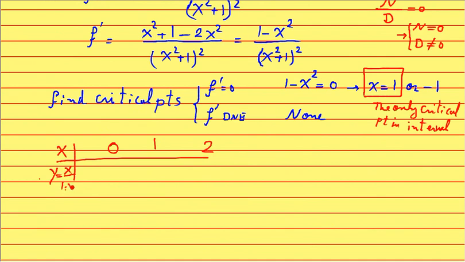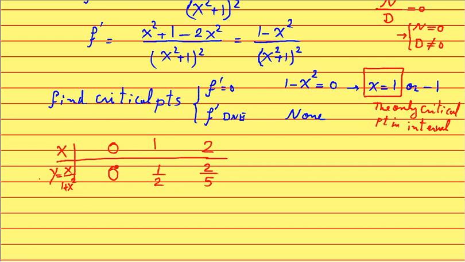Well, if I put 0 in this, what do I get? If I put 0 in it, I get 0. If I put 1 in it, 1 over 1 plus 1, that gives me 1/2. If I put 2 in it, I get 2 divided by 1 plus 4, that makes 2/5. So these are going to decide for us where the absolute max and absolute min are.